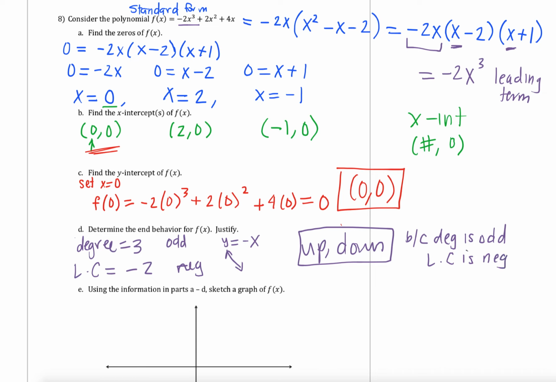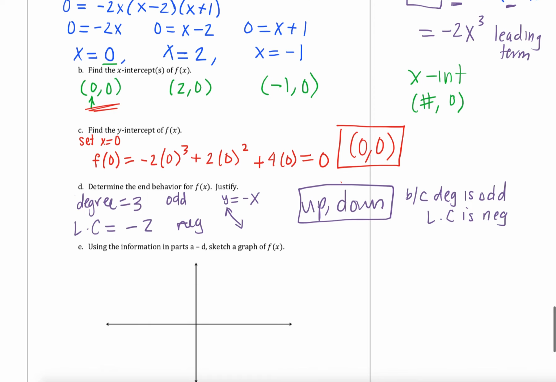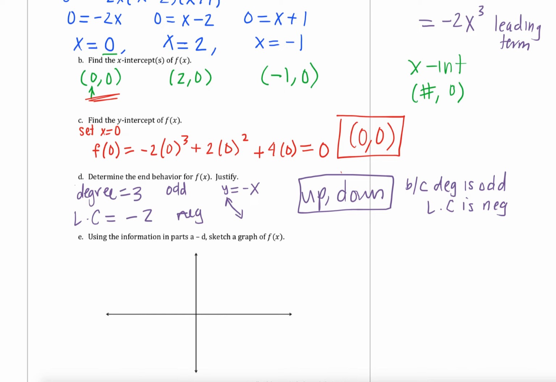Now the last thing I want to do is use all of this information to sketch the graph. So I'm going to start by plotting my x-intercepts. So I have my x-intercepts at (0, 0), so that's right at the origin. Again, I don't have any graph paper on here, and I don't want any graph paper, so I'm going to create this (2, 0) by drawing 2 tick marks to the right. So that's at (2, 0). And then I also have (-1, 0), which goes to the left -1.